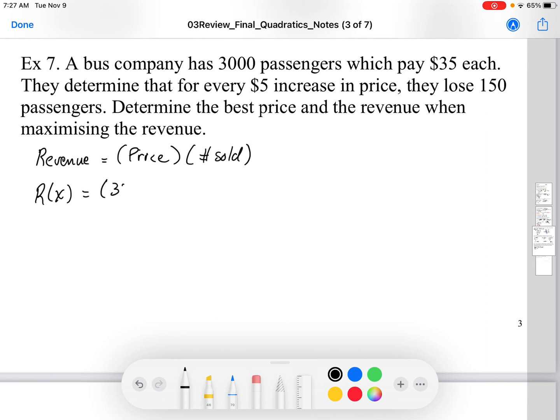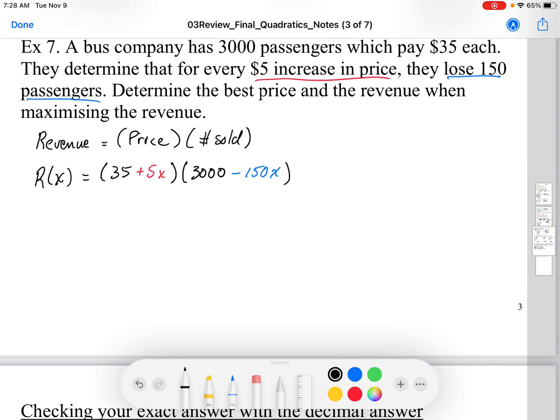So the price, I'm going to start off with $35, but what am I doing to the price? Well, I'm going to increase the price by $5. So I'm going to increase it by groups of 5. And the x then represents the number of increases. Okay, so we do groups of 5, so it's going to be 5x. The passengers, we're going to start with 3,000, so that's our number sold. And with the passengers, we're going to lose groups of 150. So I'm going to do minus 150, but in groups of x. So for every x, we're going to increase by $5, decrease by 150 people. So then we've now got our equation.